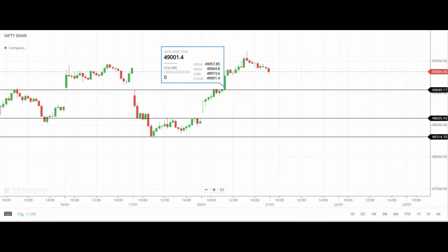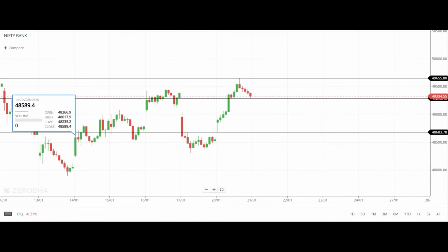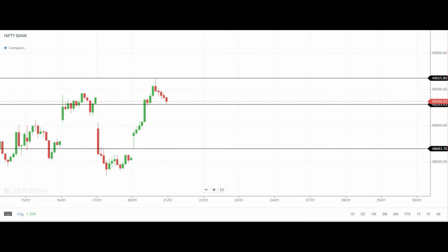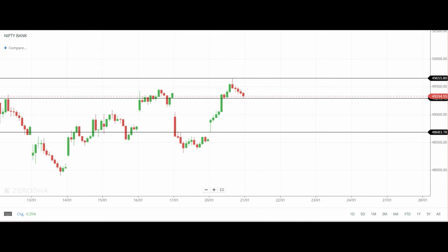Levels for tomorrow for Bank Nifty would be 49,650, 49,300 and 49,700 approximately. At these levels we'll see how the price action is formed, and based on that at these particular levels we will take the trade, and in between those levels there is no trade.